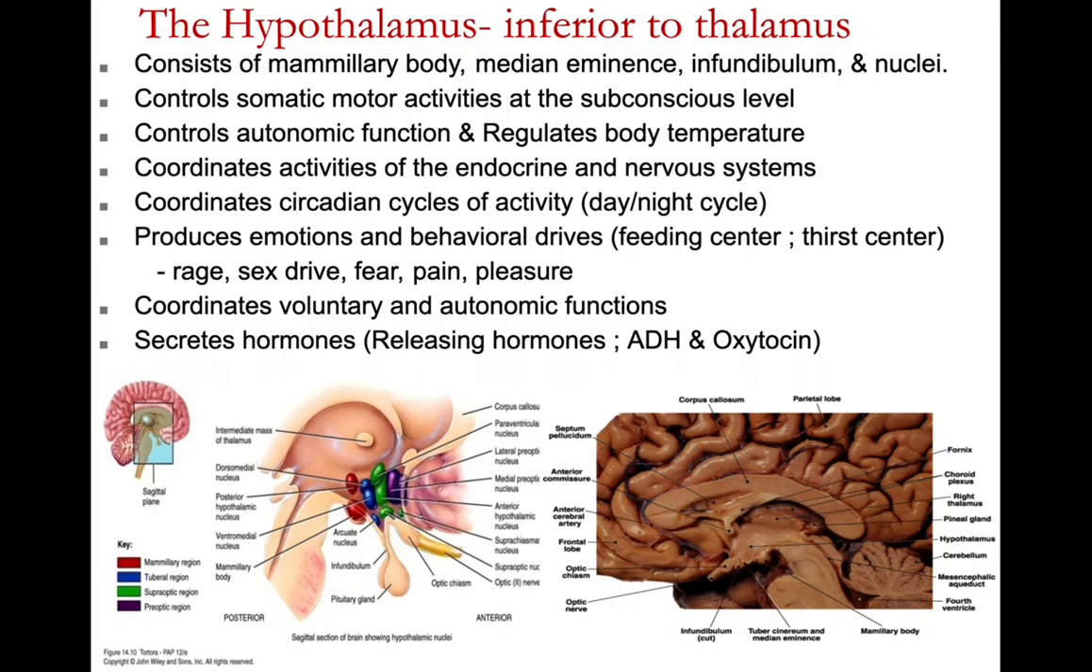It's going to coordinate circadian cycles of activity, so your day and night cycles. It's going to produce emotions and behavioral drives. So you've got a feeding center in here and a thirst center, things like rage, sex drive, fear, pain, pleasure. It coordinates your voluntary and autonomic functions, and then it will secrete hormones. So a lot of these are going to be the releasing hormones that will trigger the pituitary to release other hormones, as well as ADH and oxytocin.